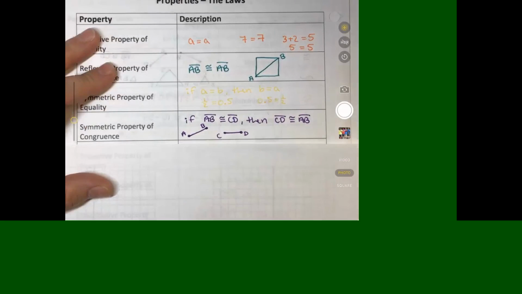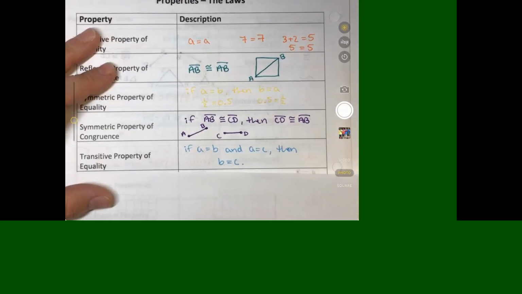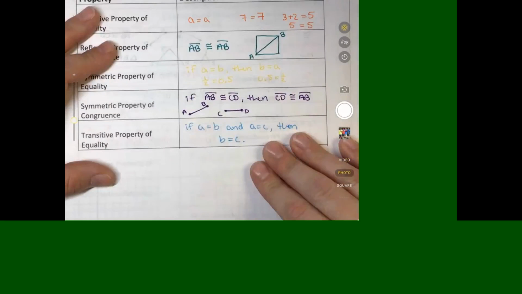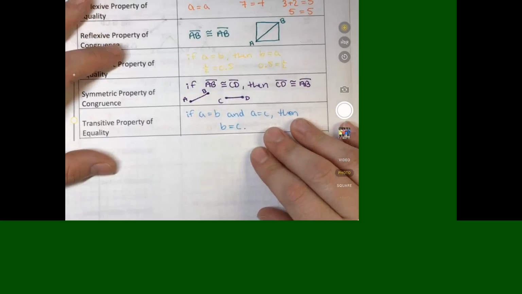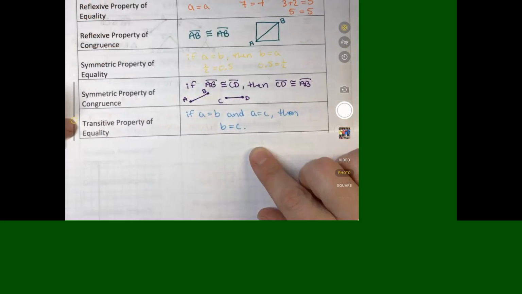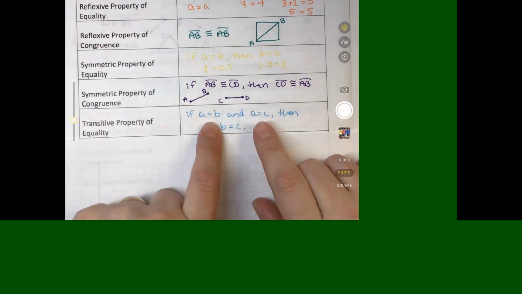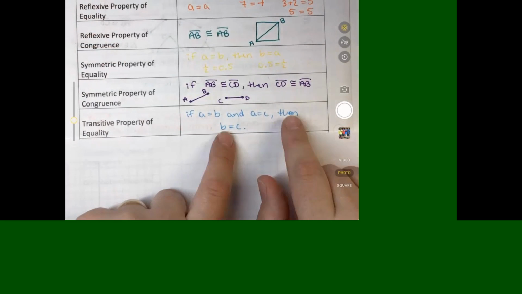I personally love the transitive property. It's one of my favorites. The transitive property of equality says that if A equals B and A equals C, then B equals C.